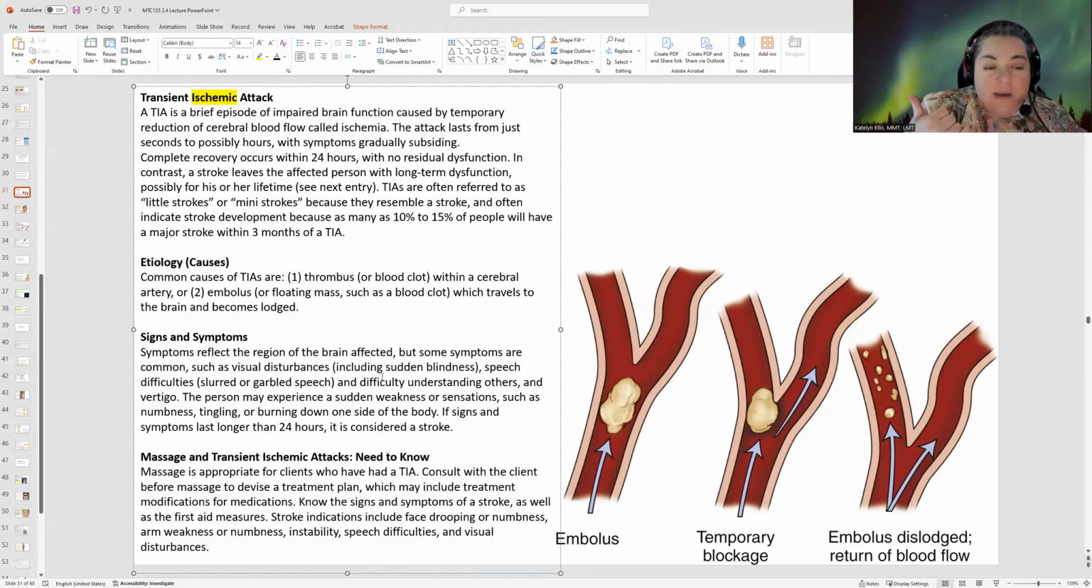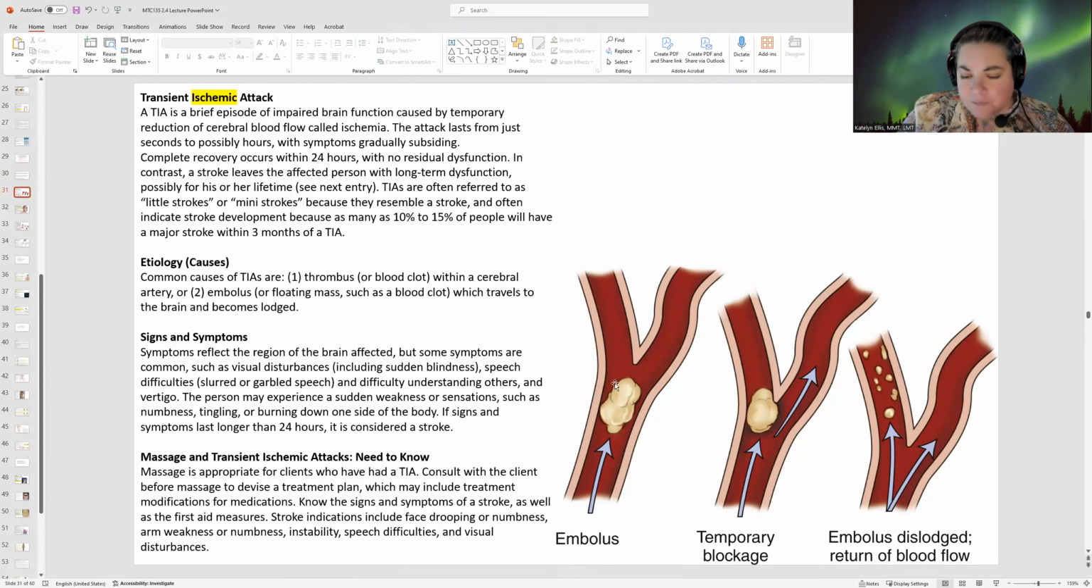This is when you have a thrombus, all right, which is like a blood clot within a cerebral artery, or an embolus, which is a floating mass, such as a blood clot. Although the image down here honestly looks like a ball of lipids, all right, like a ball of fat or plaque, which travels to the brain. All right, it has breached the blood-brain barrier. It's in there, and it causes a temporary blockage of blood flow to the brain. Lord, say that like 10 times fast. All right. Your signs and symptoms differ depending on the portion of the brain that has been affected by this.